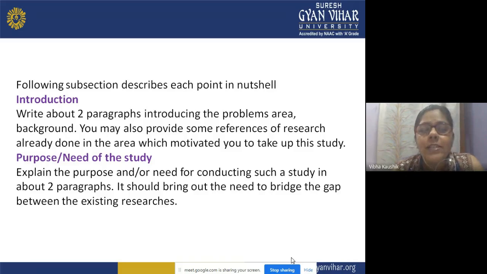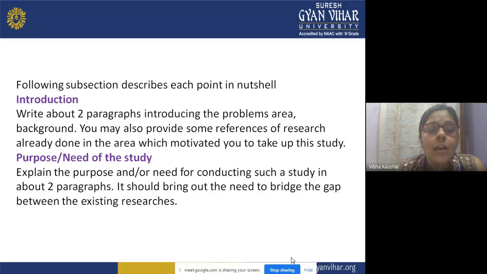You may also provide some references of research already done in the area which motivated you to take up this study. In the introduction part, you can refer to some researches which have already been done in the area of discipline, and these researches which you have read motivated you to take up this study. Next, purpose and need of the study: what is the objective behind doing this study, and why are you doing this study?